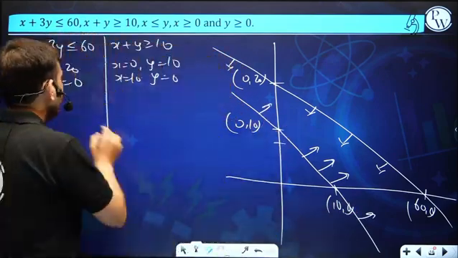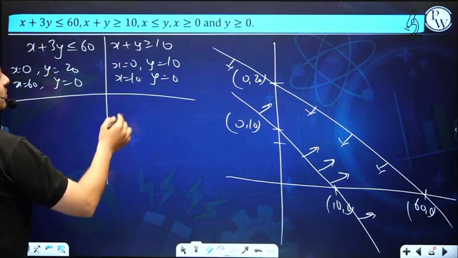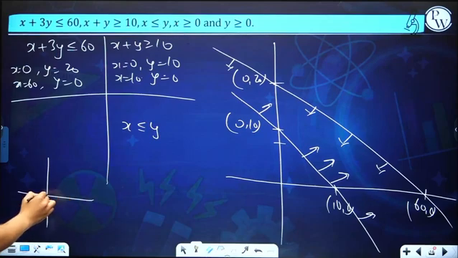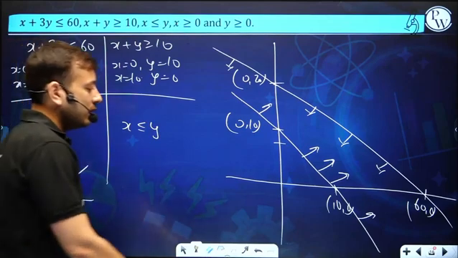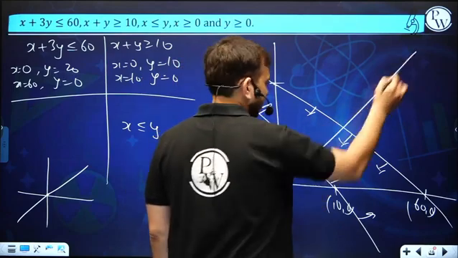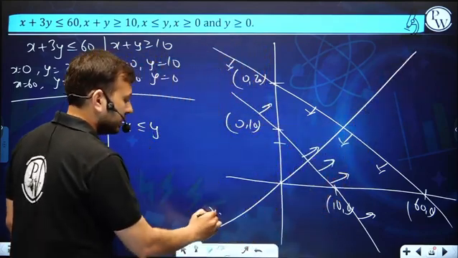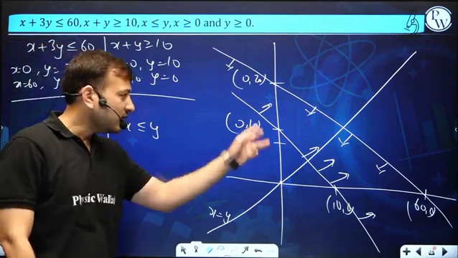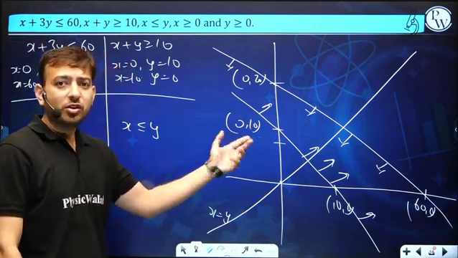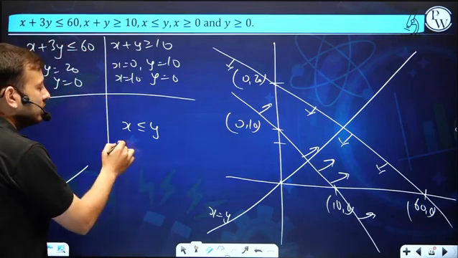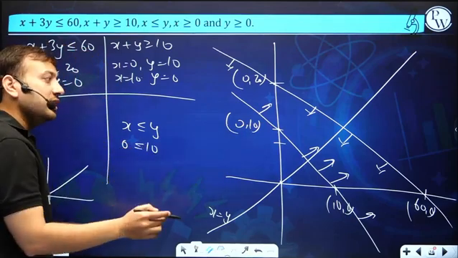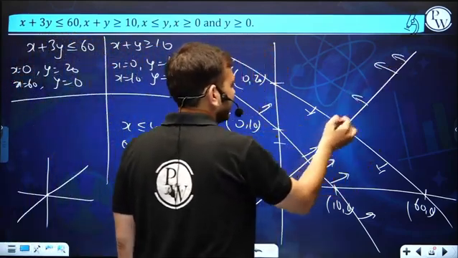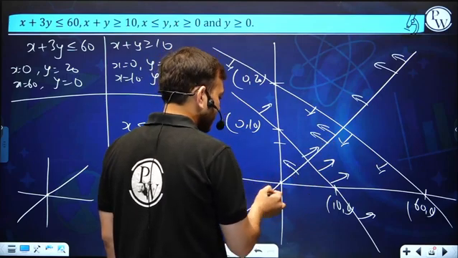Okay. Now, apart from these two, there is one more line, x less than y. Now always remember, this is x equals y. So this line is your x equals y. But I need x less than y. Then how? Take one point, 0 comma 10. 0 is less than 10. Yes, 0 is less than 10. That means this is my answer or feasible region.